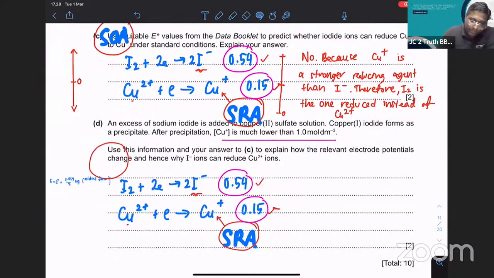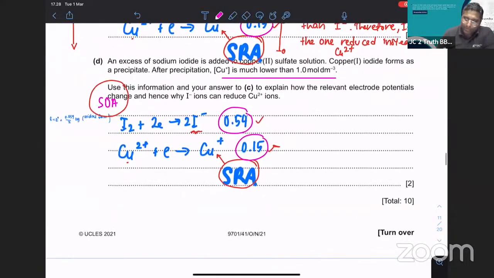this one is SRA, SOA. Now, if Cu+ is going to be lower than 1 mole, what will happen? You just use Le Chatelier's principle, where the position of the equilibrium is going to be shifted to the right. When that happens, this number is no longer going to be 0.15. It's going to be greater than 0.15.